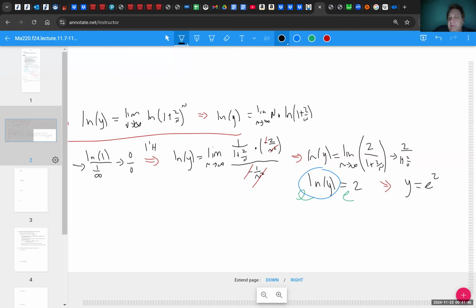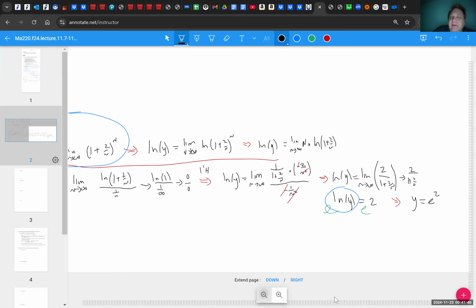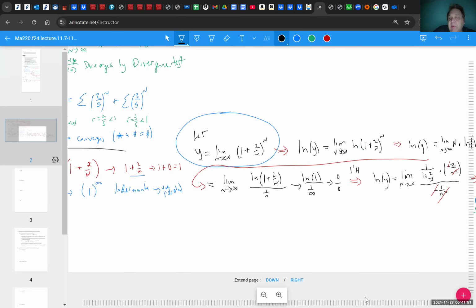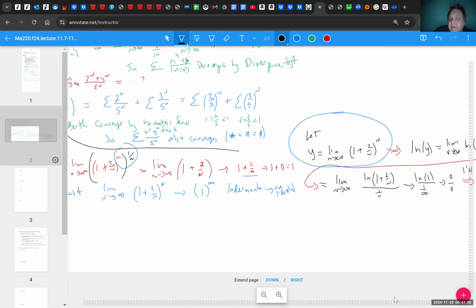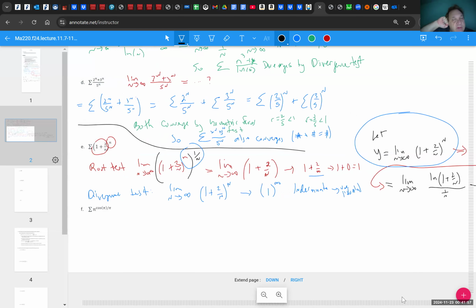So let's recap here. We tried the root test and we didn't get anywhere because the root ended up being 1, which is the number where we don't really know whether it's going to converge or diverge. We tried the divergence test, which means you just take the limit to see if you get a non-zero result. If you get non-zero, we immediately know that the series diverges. We got an indeterminate form of 1 to the infinity, which we used algebra to simplify.